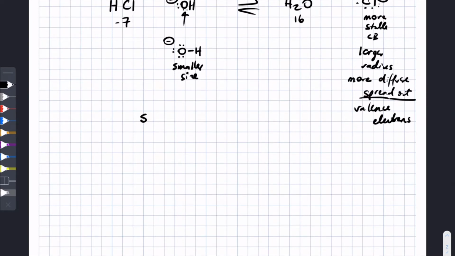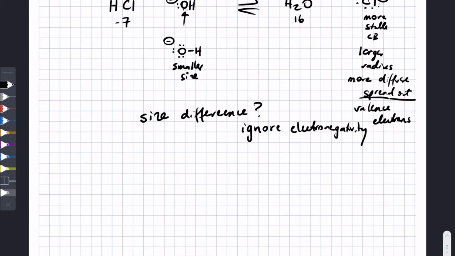It turns out that when we see a large size difference, we're going to ignore electronegativity. It's not going to work for us in terms of rationalizing acidity. The size issue and why that should be stabilizing can be difficult to think your way through. So if the whole second derivative thing isn't working for you, I'll try another terrible analogy.